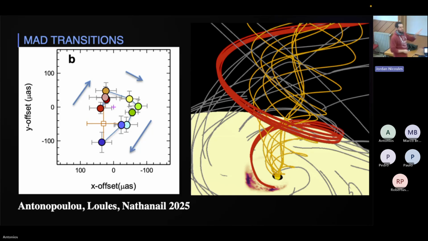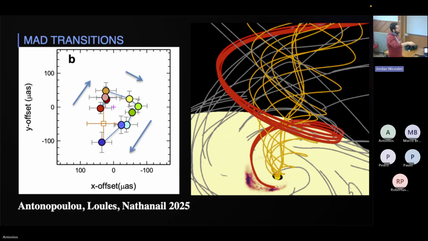Now I'm going to observations. These are observations from the GRAVITY instrument. This is from Sagittarius A*. They believe that Sagittarius A* is somewhere in this big cross here. And they are looking in the sky, and they have this clockwise motion really close to the event horizon.